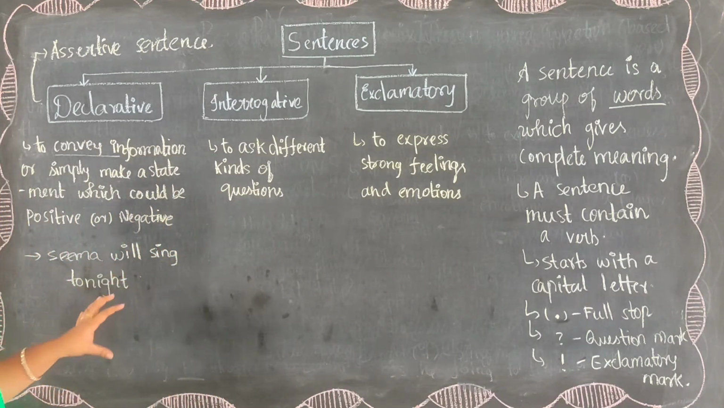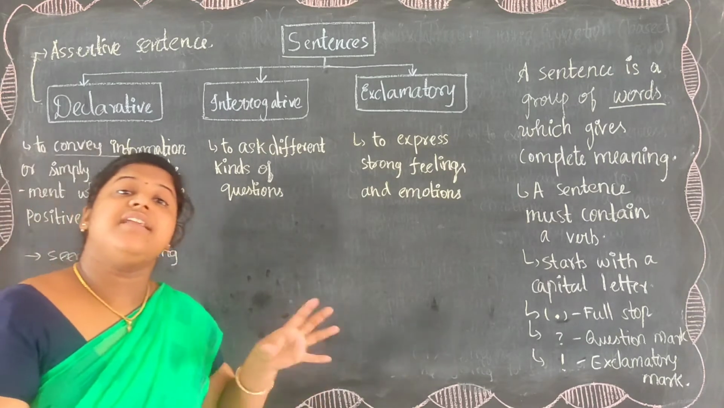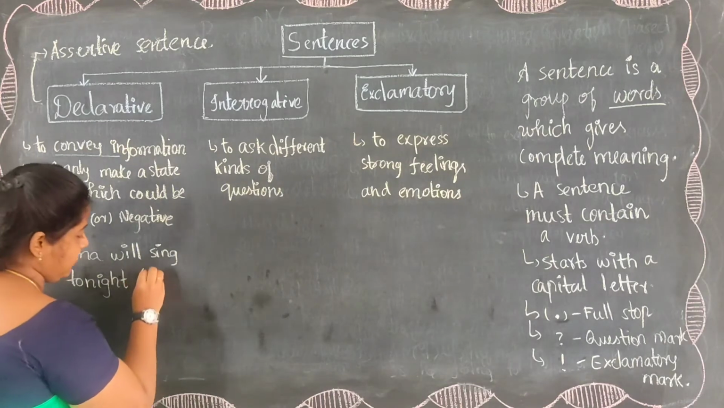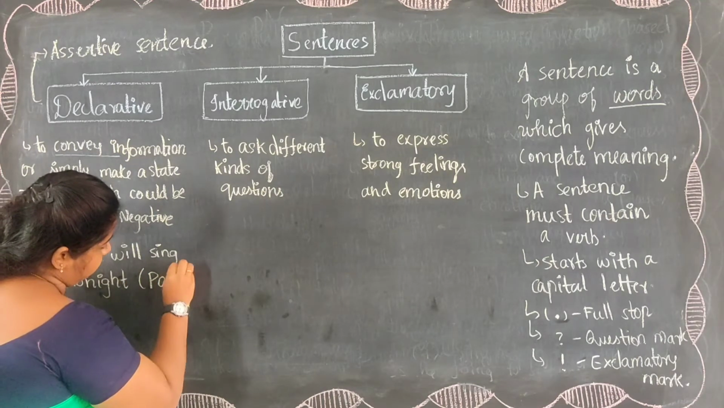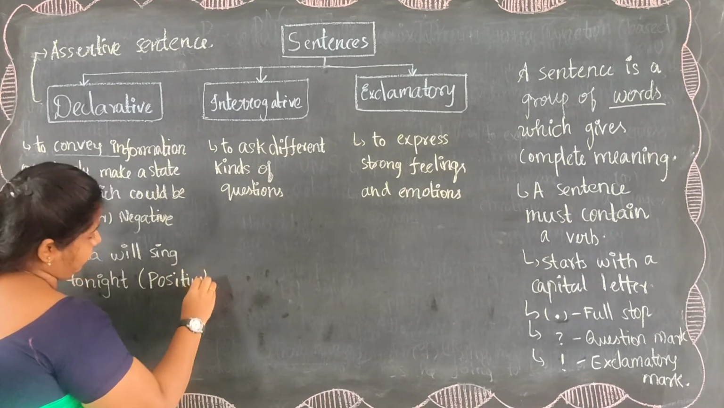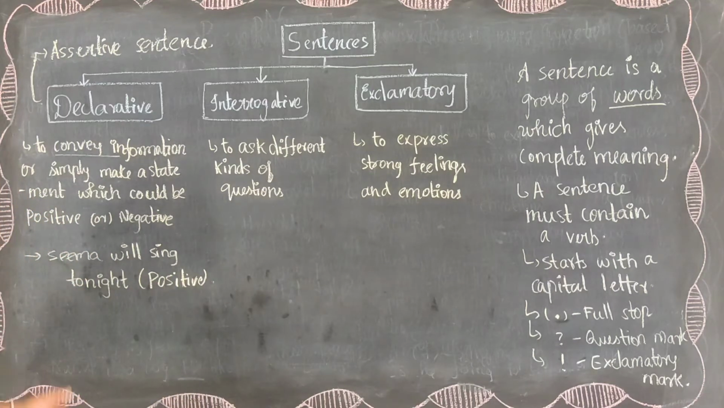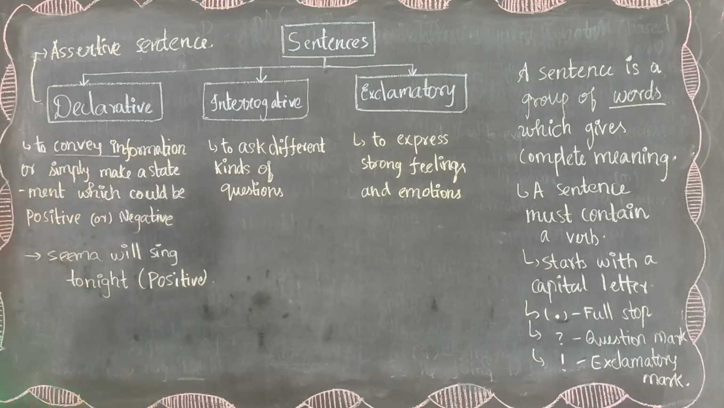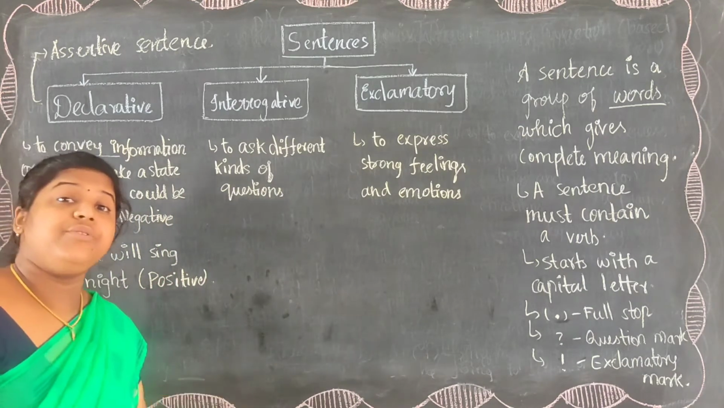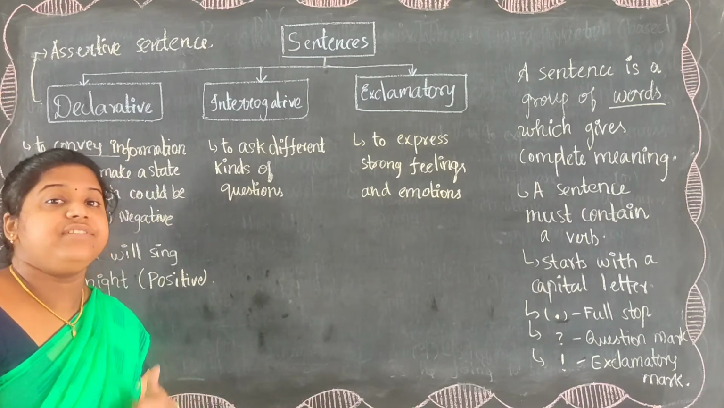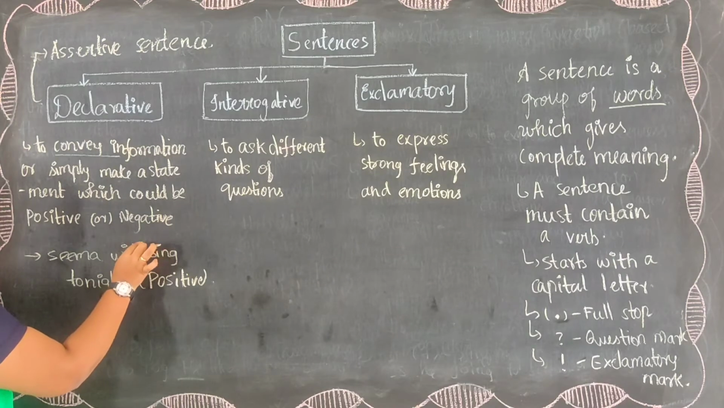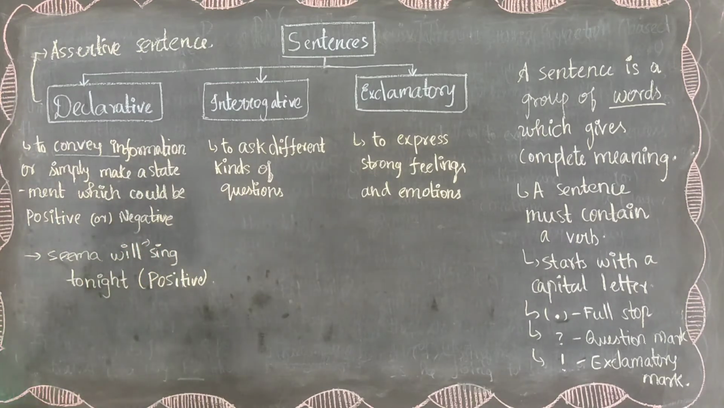Okay. But now tell me, is this sentence a positive sentence or a negative sentence? Yes, this sentence is a positive sentence. And I told you before, a declarative sentence can be either positive or else negative. Now we are learning about positive sentence. Now we are going to change the sentence into a negative sentence. What you have to do? You have to add only one word, which is not. Okay, you have to add not next to the helping verb. Okay, next to the auxiliary verbs.